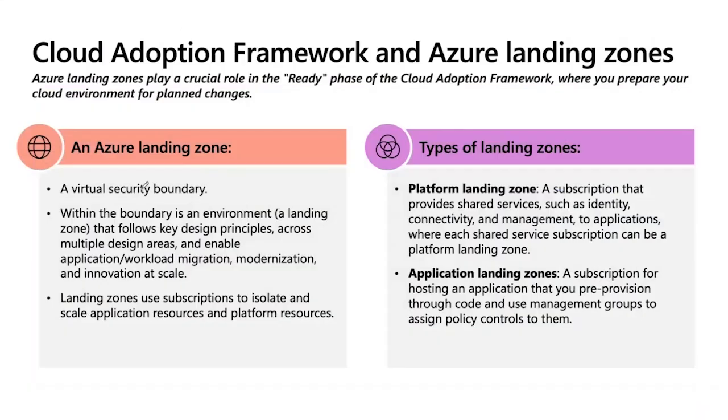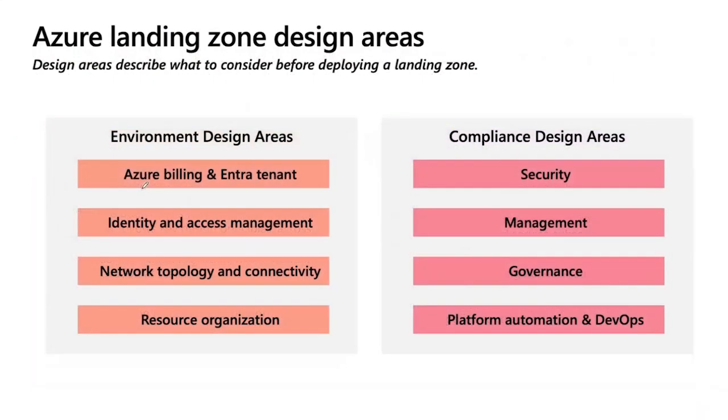Now, what next do we have, what we discussed in our previous days. In Azure landing zone, we have some design areas: in environment, we see what kind of Azure billing and intra-tenant options we have, identity and access management, network topology and connectivity, and resource organization. In compliance design areas, we talk about security, management, governance, and platform automation and DevOps. These all things come under Azure landing zone design considerations.